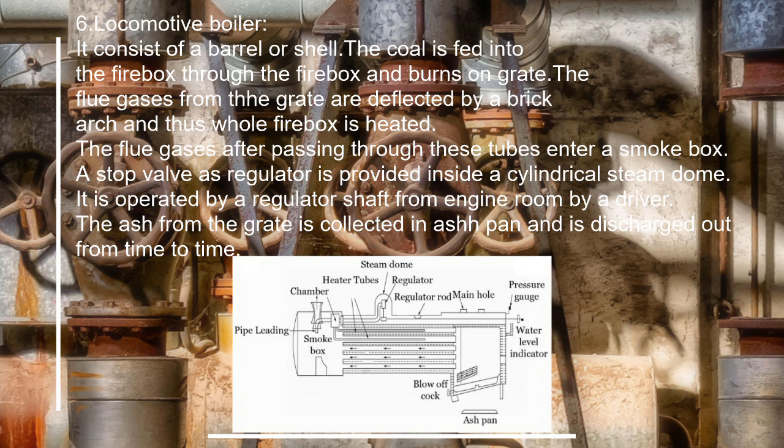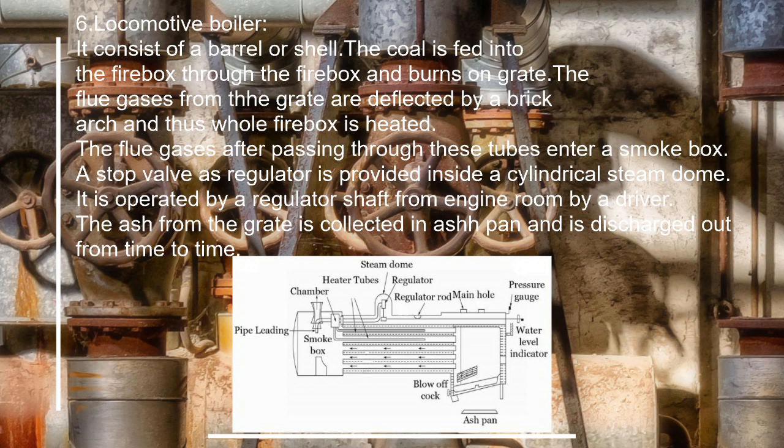There are 157 thin tubes or fire tubes and 24 thick or superheated tubes. The flue gases, after passing through these tubes, enter a smoke box. The gases then leave to the atmosphere through the chimney.